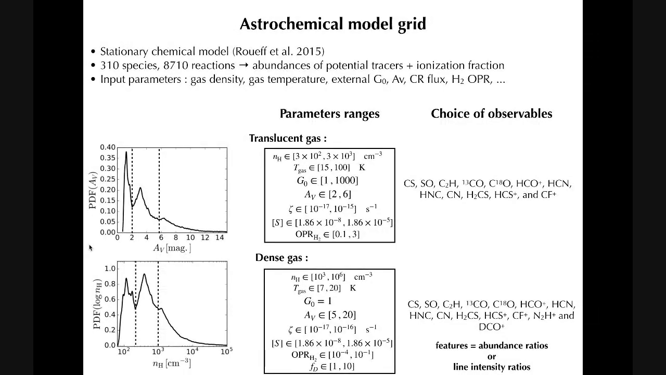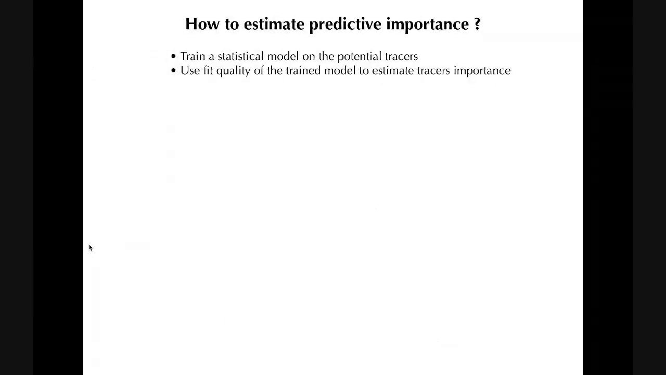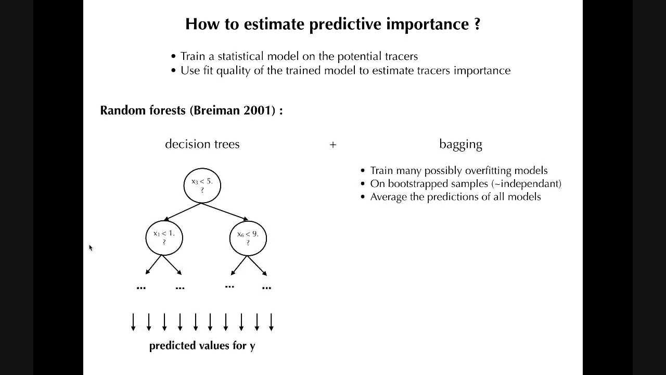Now, how do we estimate the predictive power of each of those observables? The idea is that for each observable, we will fit some regression statistical model and estimate the quality of this fit. We could use, for instance, mean square error, but we will use the R-square parameter, which is completely equivalent, and just measures the fraction of the variance that's explained by one predictor. And what we use as a regression model is random forest.